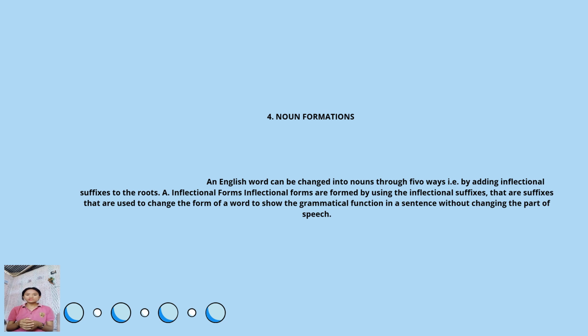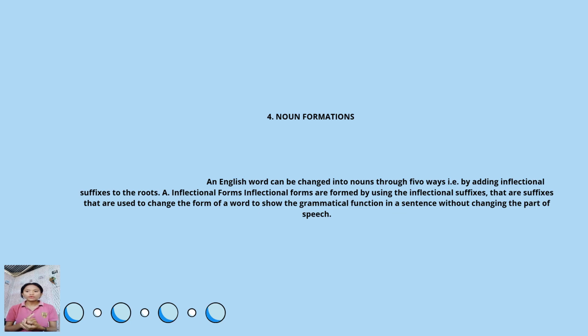And the first material is finished, and we move to part four about noun formation. An English word can be changed into a noun in five ways: by adding an inflectional suffix to the roots.